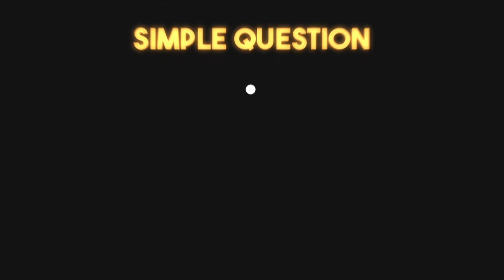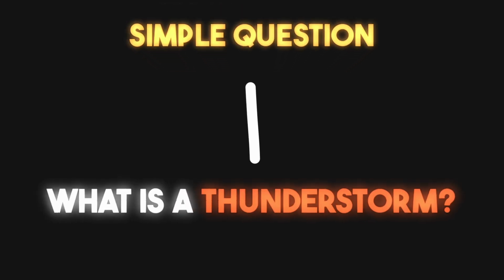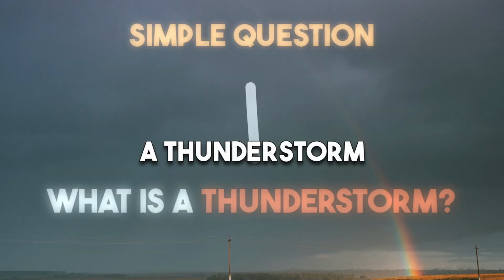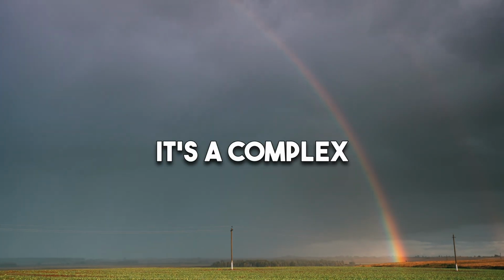But first, let's start with a simple question. What exactly is a thunderstorm? A thunderstorm is more than just rain. It's a complex system that produces lightning and thunder. But how does it all begin?